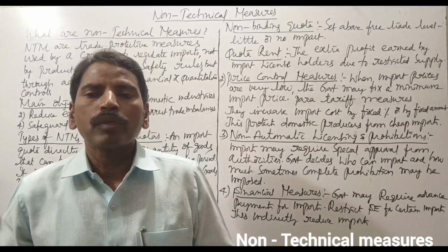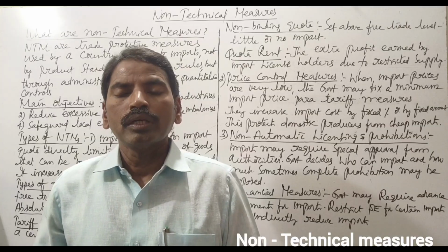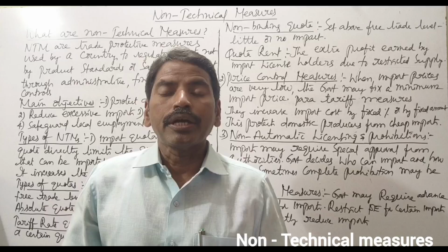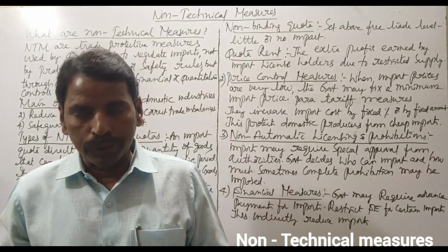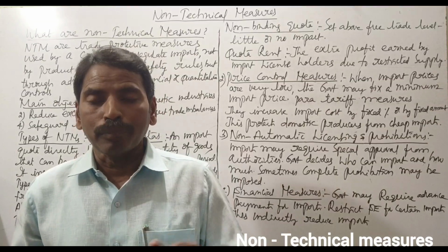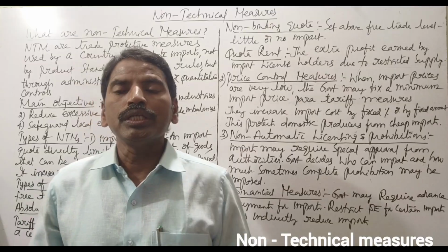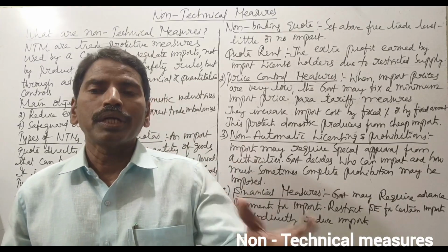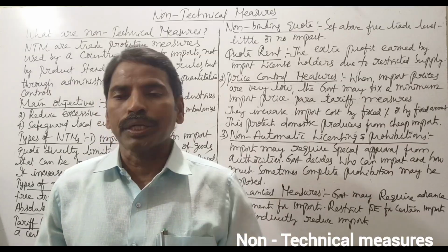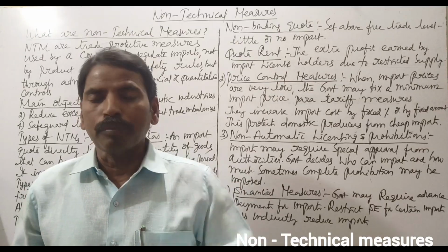In this video, we are going to understand non-technical measures under non-tariff measures. We already know that tariffs are taxes on imports, but countries also use non-technical measures to regulate trade. So the question is, what are non-technical measures? What are the objectives of non-technical measures? And what are the types of non-technical measures?